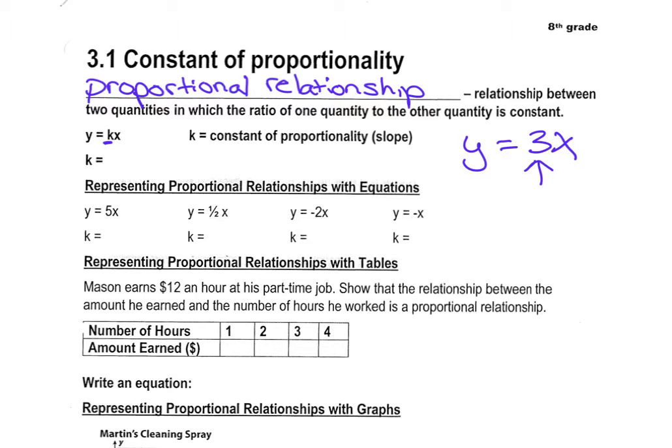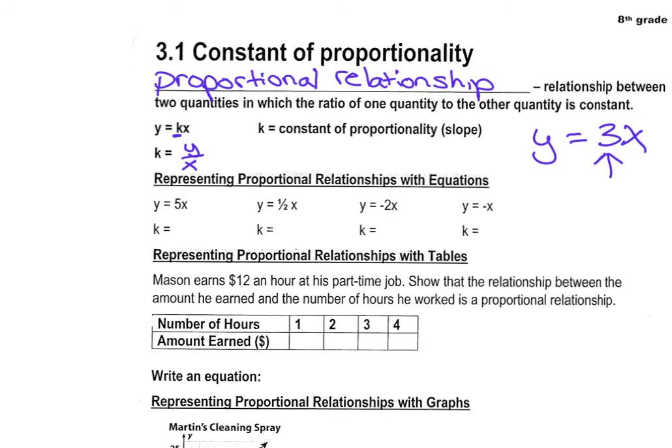So if I solve for k, it's going to be the same thing as y divided by x, right? If I were to solve this equation, y equals kx, if I wanted to solve for k, I would divide both sides by x. So k equals y divided by x. Okay?